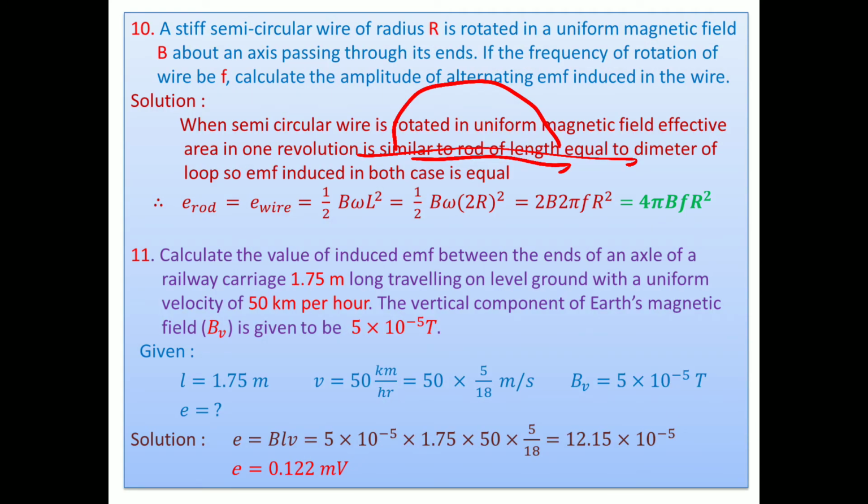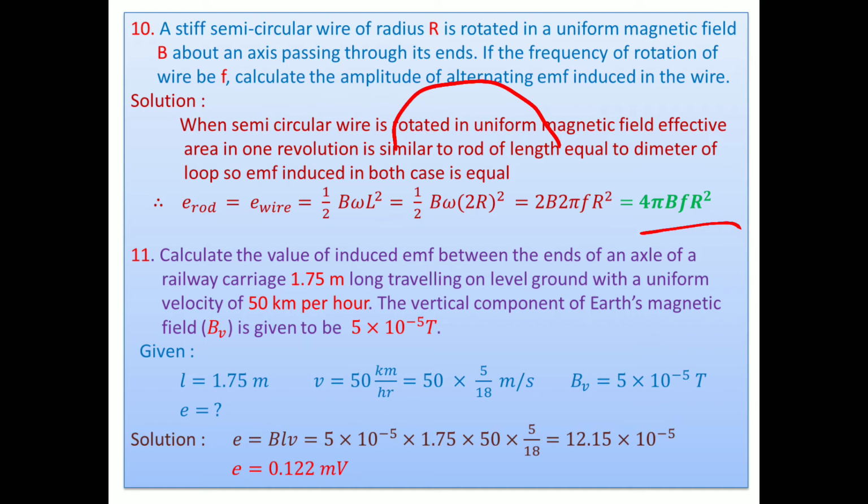And this much is there. Now, one revolution is similar to a rod of length equal to the diameter of the loop. So, induced EMF equals what? It is half B ω L². Here L is nothing but the diameter, so 2r, double the radius, (2r)². So you can take here 1/2 × B × ω, and ω is taken as 2πf, × 4r². So, 4π B f r².